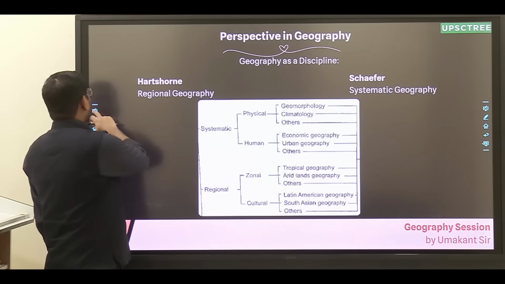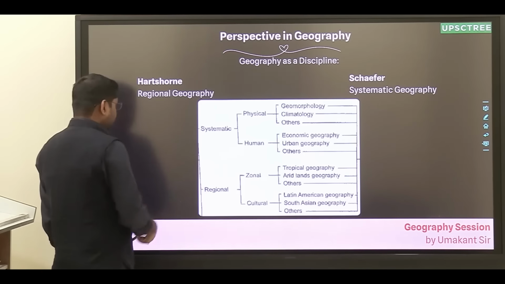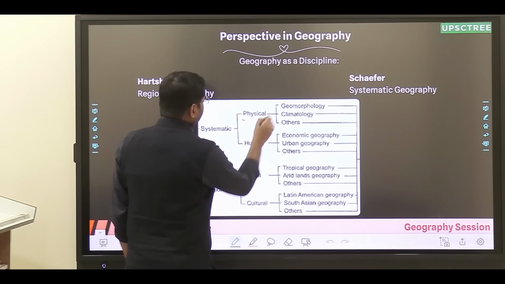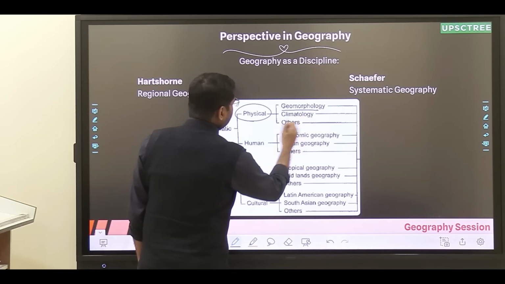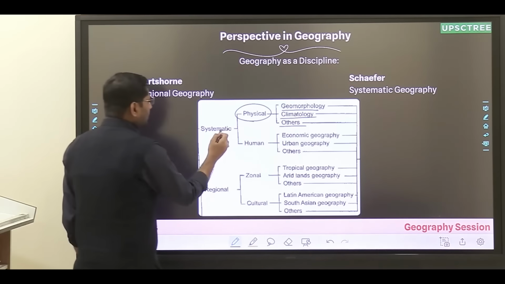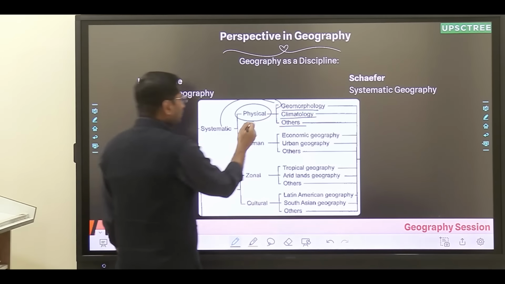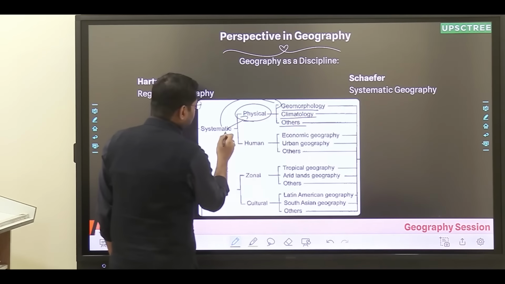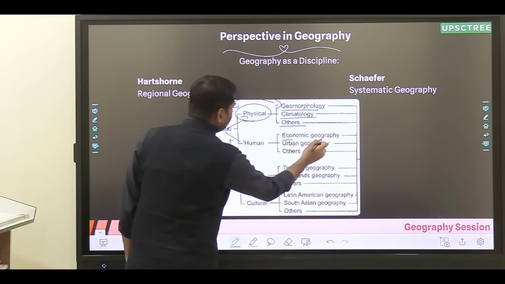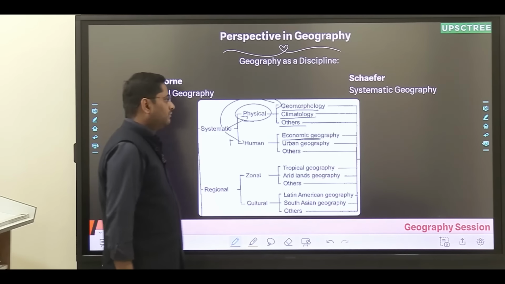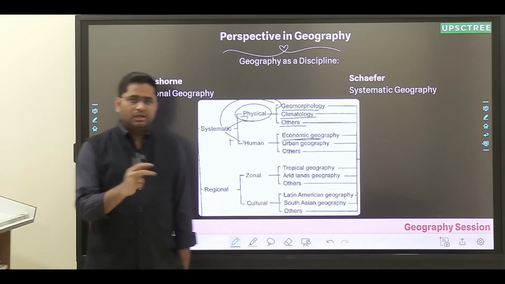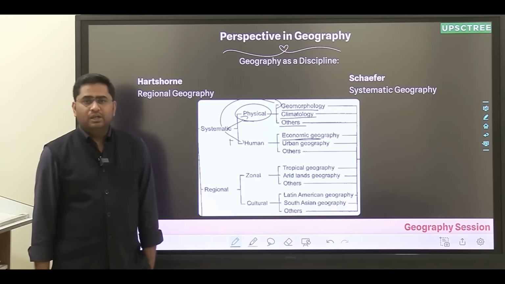Now, systematic geography. When I say systematic physical geography, we have, say, geomorphology, climatology. These are systematic geography. Geomorphology we study, right? That is systematic physical geography. Similarly, we have systematic human geography. For example, when we study, say, economic geography, urban geography, as a model, those are systematic human geography.